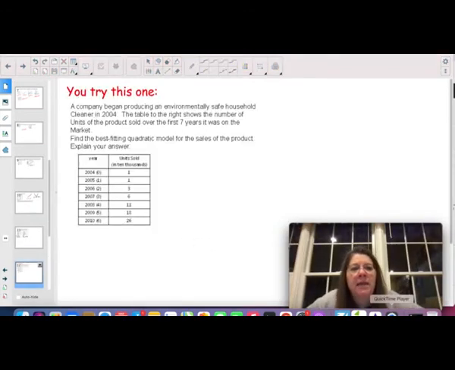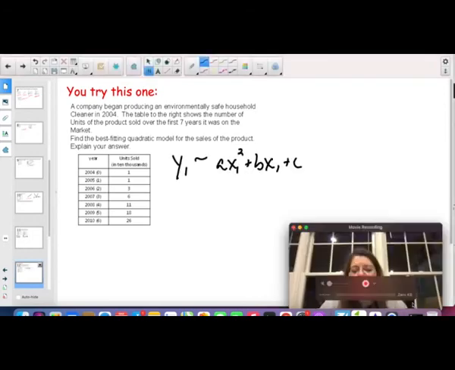A company began to produce an environmentally safe household cleaner in 2004. The table shows the number of units of product sold over the first 7 years it was on the market. Find the best fitting quadratic model for the sales of the product and explain your answer. They're telling you it's quadratic, so that means in Desmos you're going to put y1 tilde ax1 squared plus bx1 plus c. So you're going to go into Desmos, write down this data.